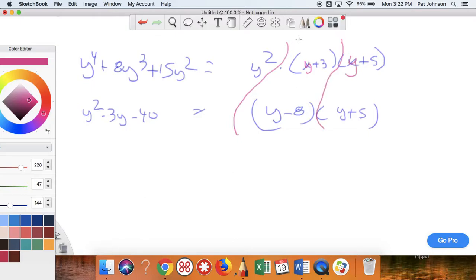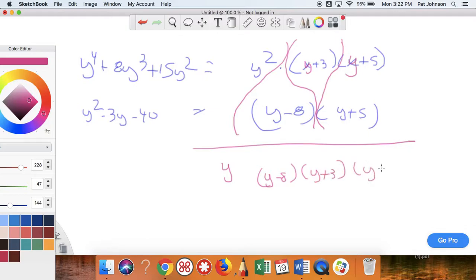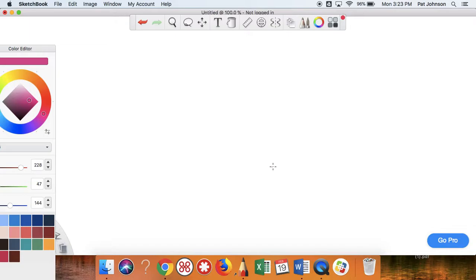And this base, and these. So I really have 4 bases. It's hard to tell. So I have a y, and I have a y minus 8, and I have a y plus 3, and I have a y plus 5. They're all to the power of 1, except for this y squared. Now that is my least common multiple. Okay, so now let's use this to get the least common denominator and solve.